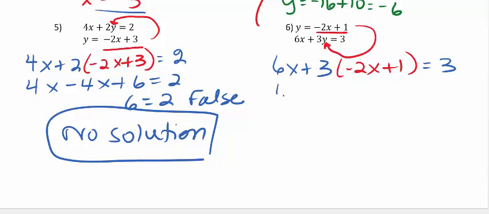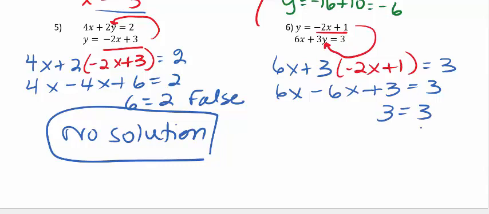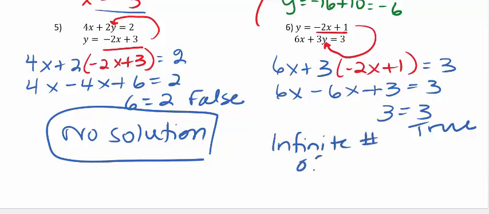When we distribute, we get 3 times -2x is going to be a minus 6x, 3 times 1 is going to be a 3, and then 6x minus 6x is 0, and so what we're left with is 3 equal to 3. Now this is a true statement. When all of our variables drop out and we have a true statement, this system is going to have an infinite number of solutions.